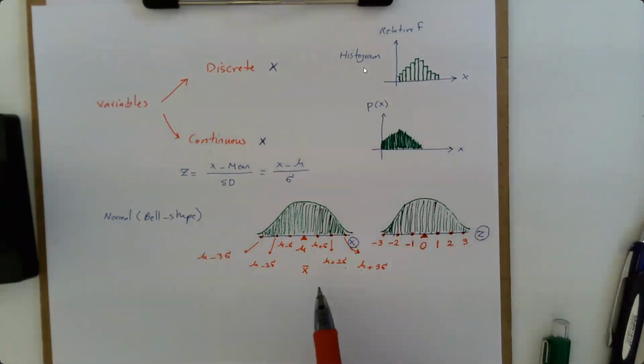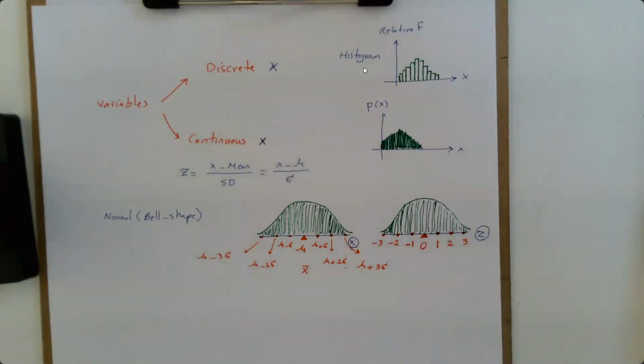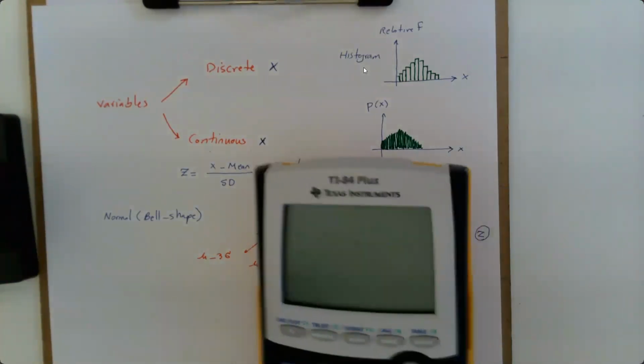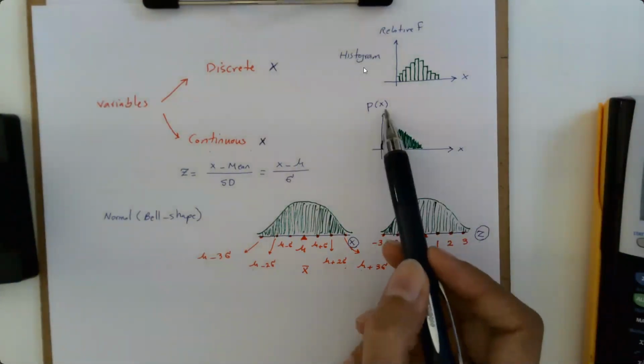So as a statistician, sometimes you use your original data, X values. Some other times you have to convert everything into Z. In either case, you're going to use your calculator to calculate these probabilities.